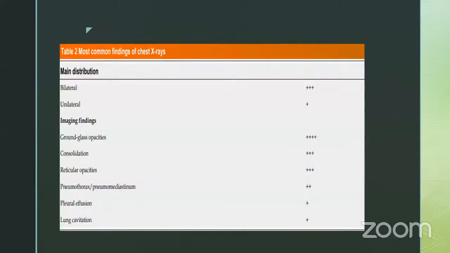The most common X-ray findings in COVID are bilateral findings, ground glass opacities, and consolidation, which then progress to reticular opacities. In a few cases, we also had pneumothorax, pneumomediastinum, developing pleural effusion, and even lung cavitation. But the predominant findings are ground glass opacities and consolidation.